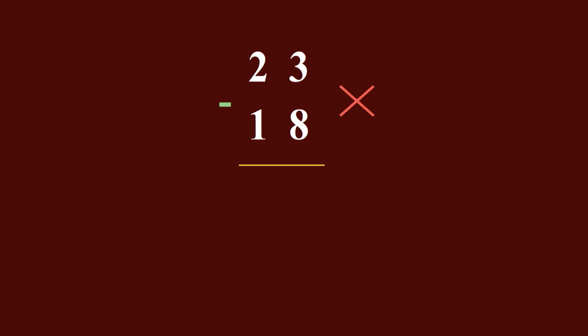3 minus 8. But I can't do it because 3 is smaller than 8. So we must borrow. You go to the 2 in the tens place and borrow 1 from it. So the 3 becomes 13 and 2 becomes 1. Now we have 13 minus 8, which equals 5.